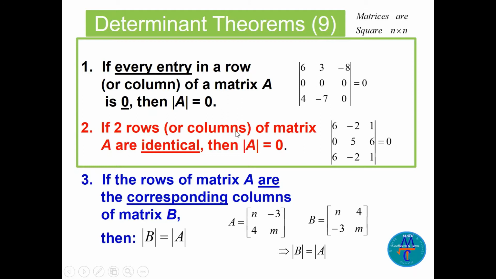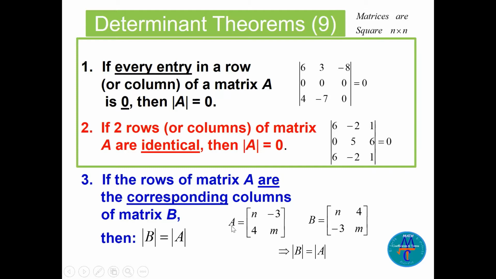Number 2, if 2 rows or columns of a matrix A are identical, then the determinant of A is equal to 0 also. So if we have, like, 6, minus 2, 1, 6, minus 2, 1, and here 0, any number there, 0, 5, 6 or something. See, these two rows, if you expand, the determinant will also be 0, because if you multiply by minus 1 and then add to row 3, it will be all zeros, like rule number 1.